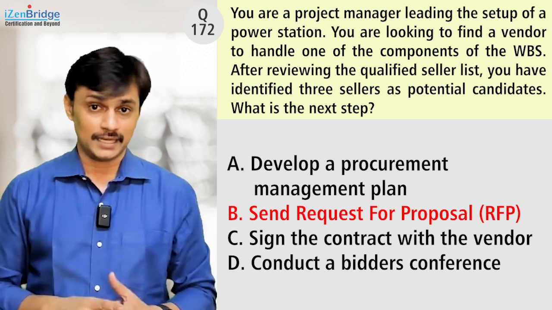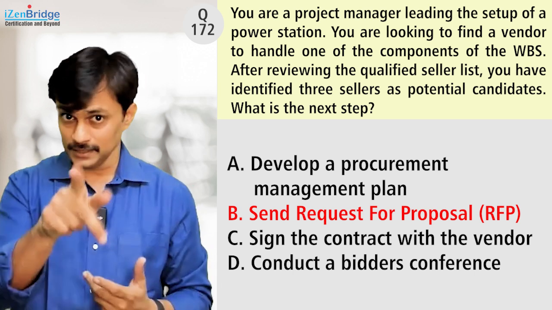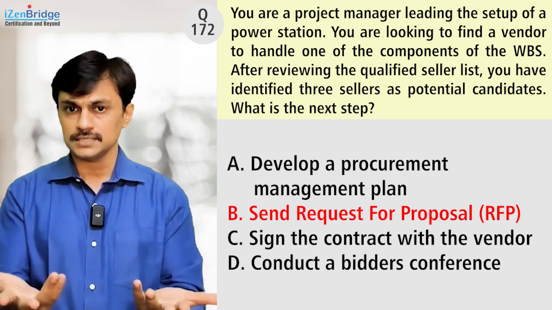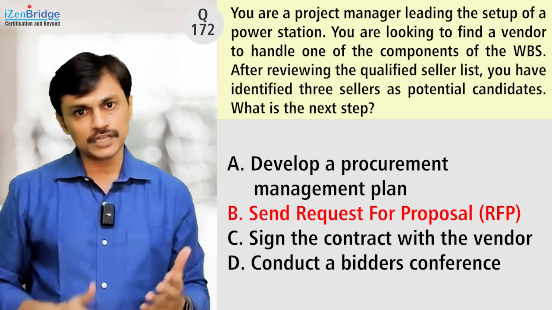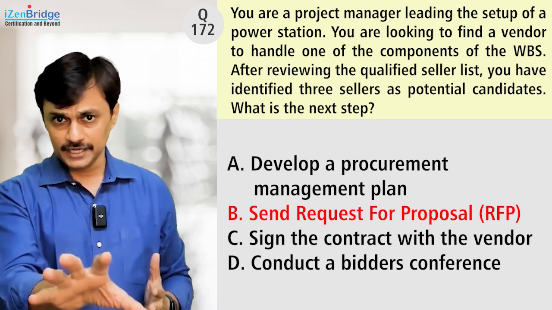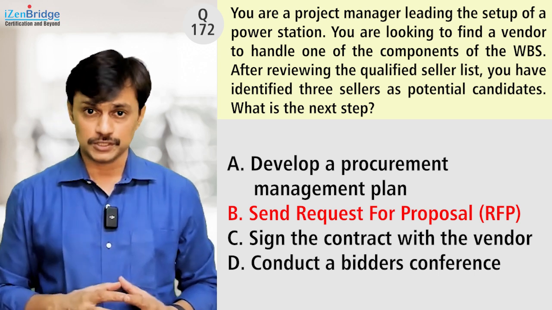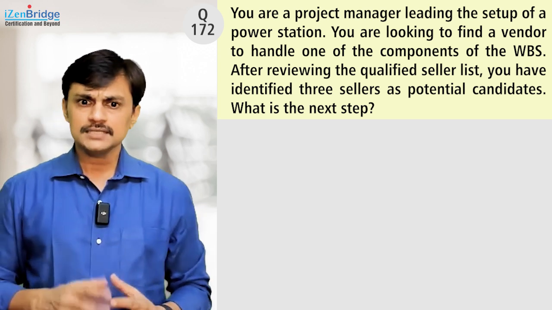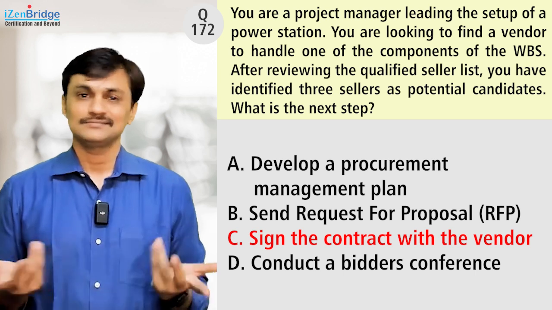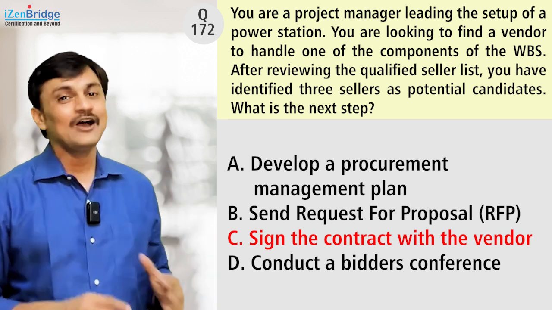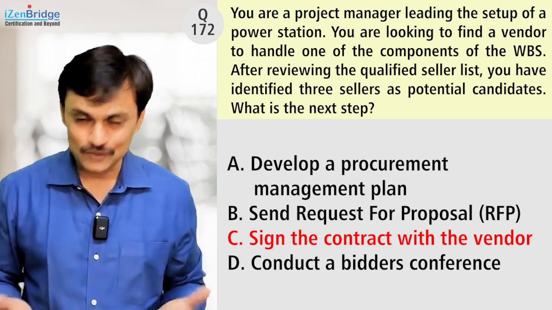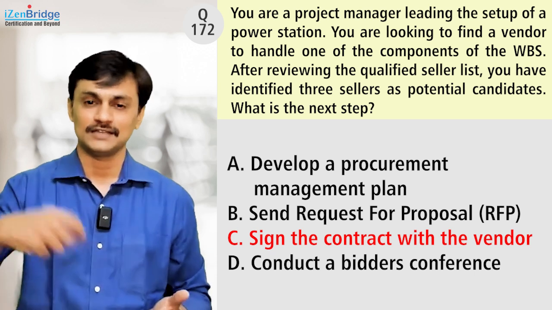Candidate option, and looks like as of now out of A and B, a good option, because I need to ask these 3 sellers to provide me a proposal so that we can go next. Once I have identified these 3 sellers, probably I will ask them for a proposal. Option C, sign the contract with the vendor. Out of scope, because there is no selection of a vendor as of now. So why should I sign a contract with the vendor?